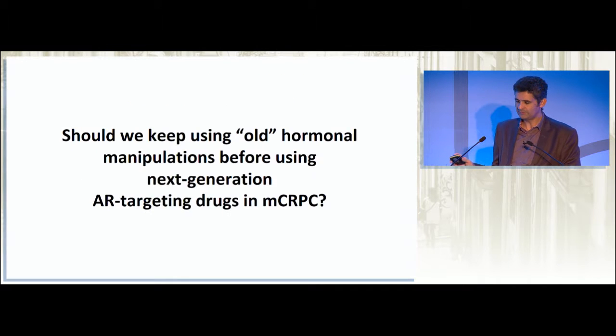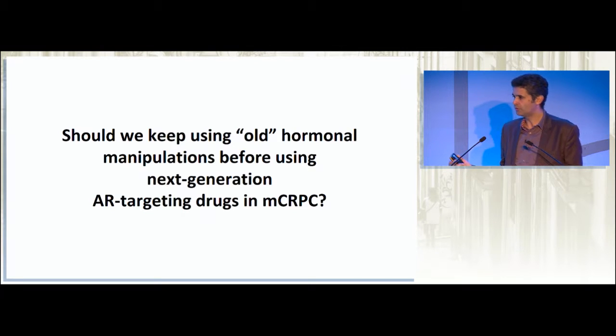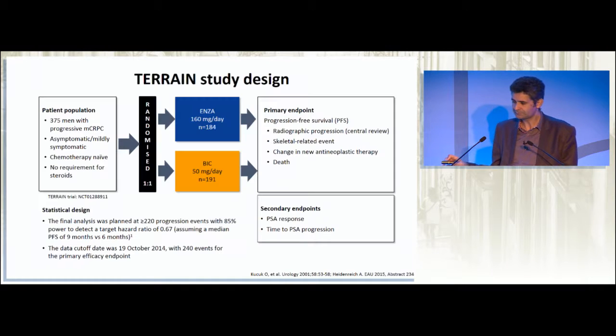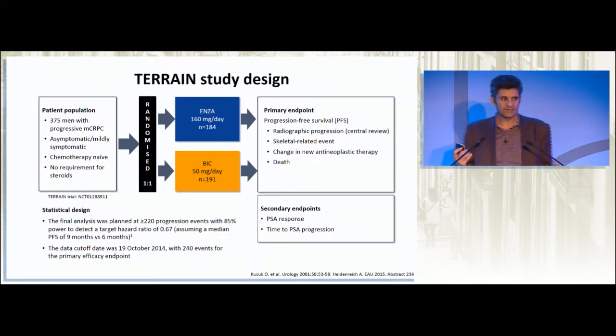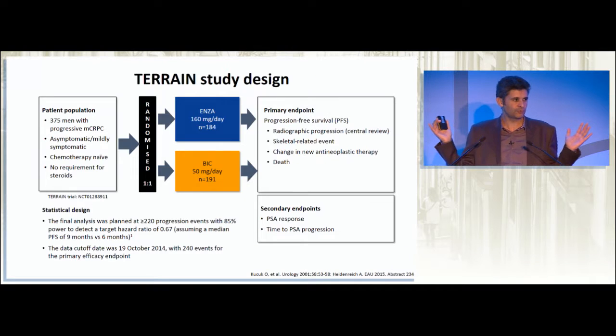Sequential first. What do we have? First question, should we use or keep using the old hormonal manipulations: bicalutamide, DES, ketoconazole, dexamethasone, etc., the one you like, before using the next generation AR-targeted drugs such as abiraterone or enzalutamide? 2 trials. TERRAIN, randomization of enzalutamide or bicalutamide in patients that I call as having early CRPC, so a patient who hasn't seen any drug that is associated with life prolongation. Just first progression while on castration.